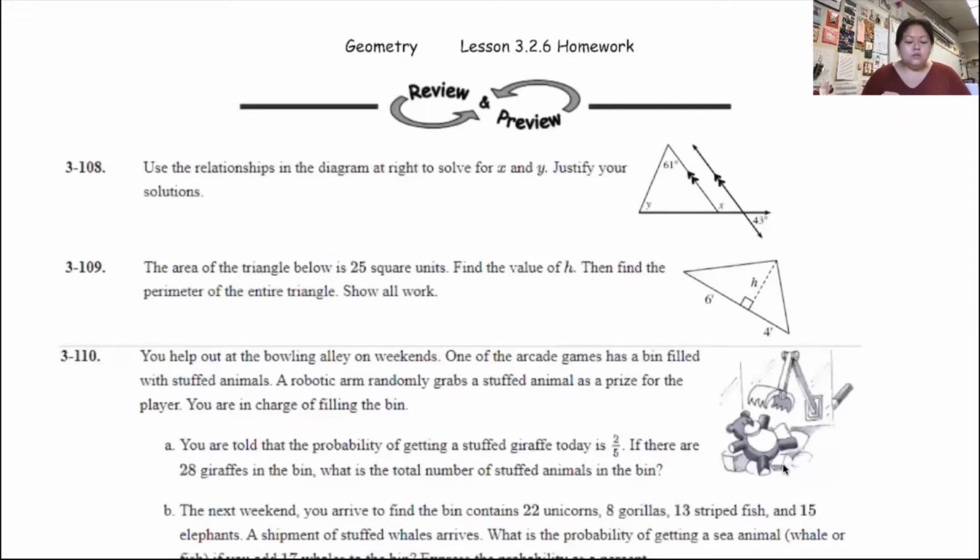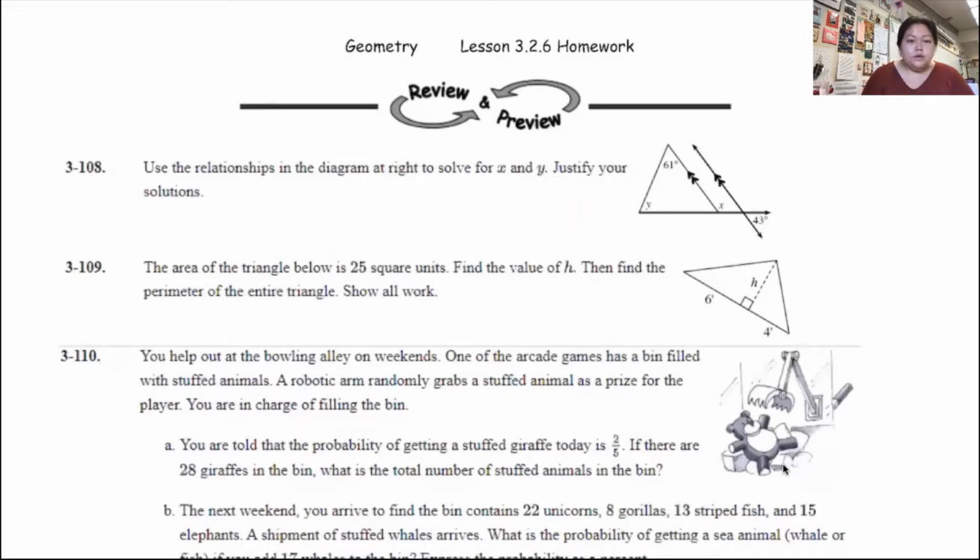Okay, so this is the homework for lesson 3.2.6. Remember, as I mentioned in class, this is optional. So if you choose to do it, you will get extra credit. If you choose not to do it, you won't be penalized for not having this. Okay. All right. So let me go through all the problems and see if you want to follow along with this.